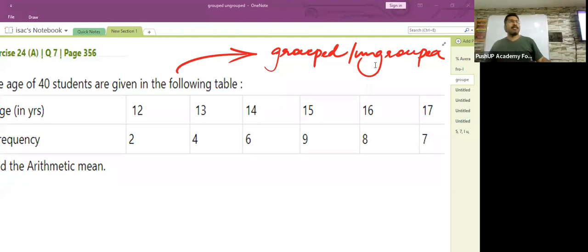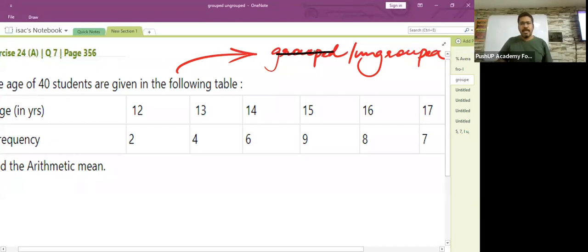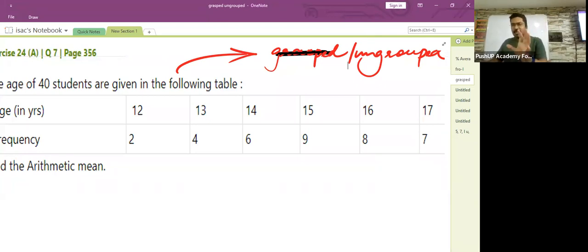All right. Now let me tell you, children, whatever you answered is absolutely wrong. Children, this is not grouped data. This is still ungrouped data. Now give me 5 minutes so that I can make you confident why this is ungrouped data.